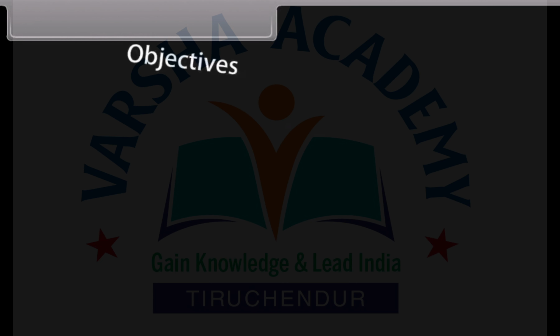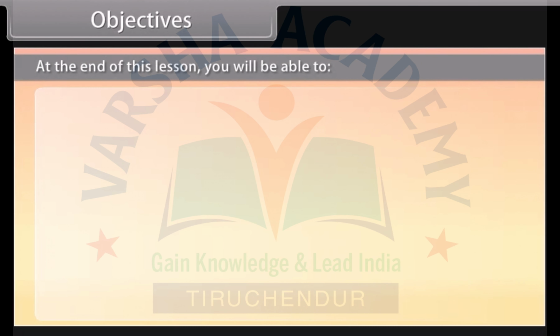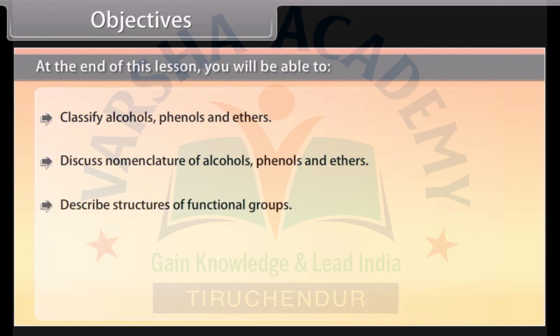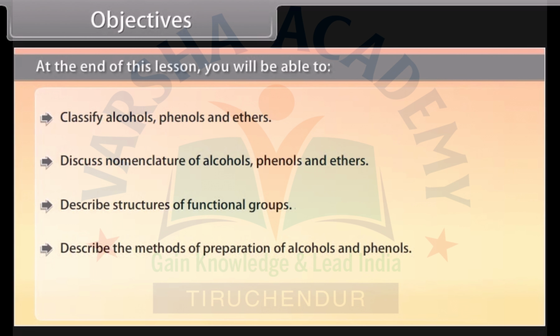Objectives. At the end of this lesson, you will be able to classify alcohols, phenols and ethers, discuss nomenclature of alcohols, phenols and ethers, describe structures of functional groups, describe the methods of preparation of alcohols and phenols, describe physical properties of alcohols and phenols.